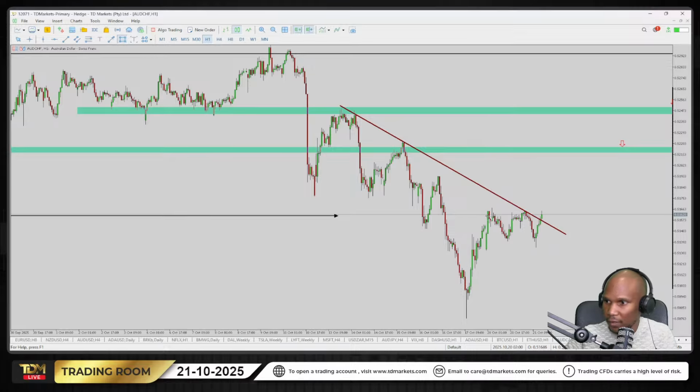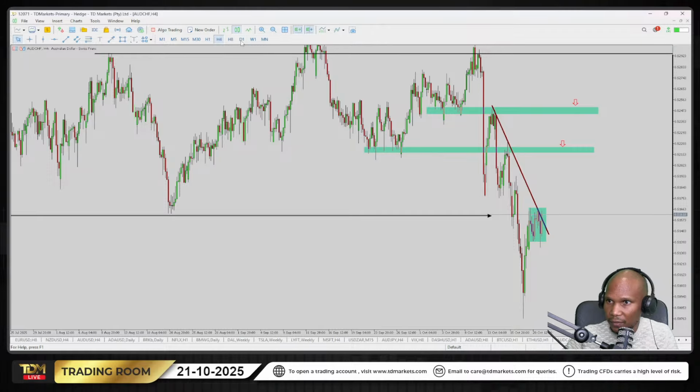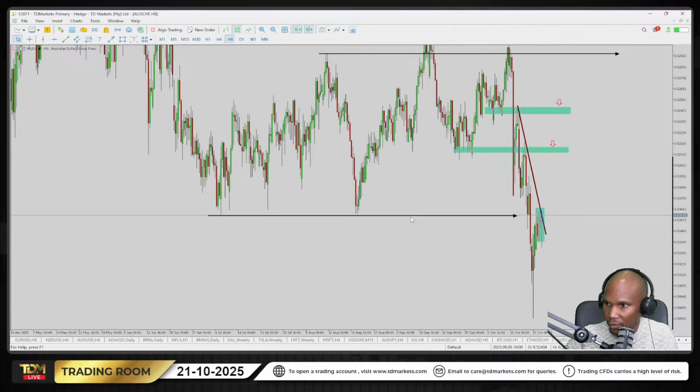Yeah, no, it doesn't change anything, right? This consolidation, a break out of this consolidation, then we're likely going to see price flying back there. In fact, this looks like a good setup. It really looks like a good setup.